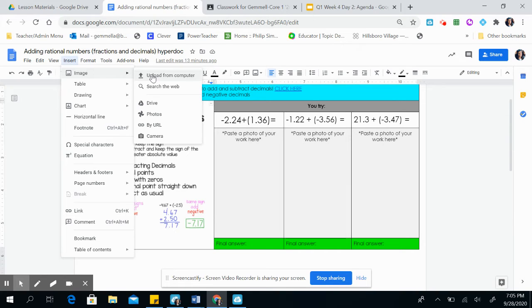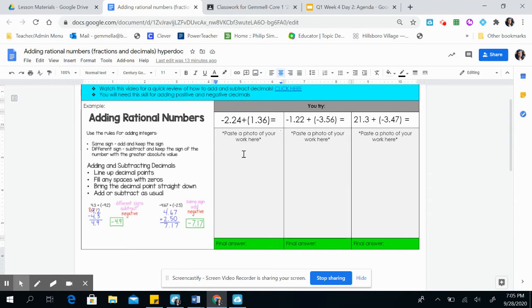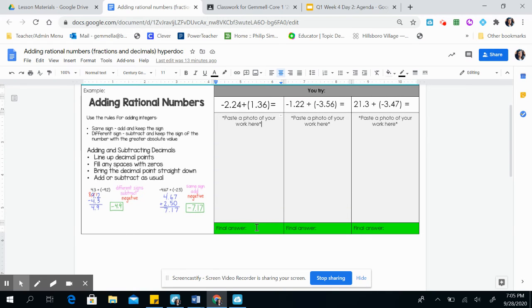You're going to upload each image into the box. Okay, so you should end up having 3 pictures, one in this box, one in this box, and one in this box. Try to make the pictures as clear as possible. Once you have your pictures pasted, you are going to put your final answer for each problem in the green box.